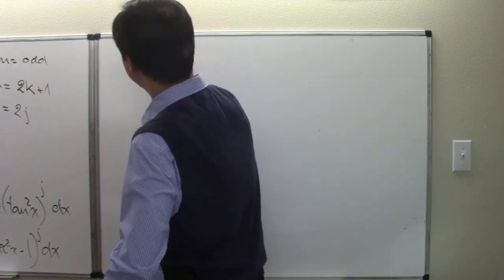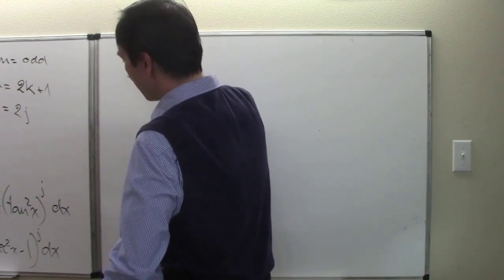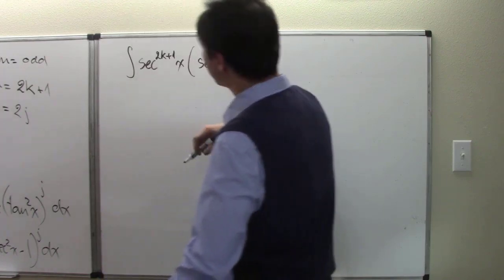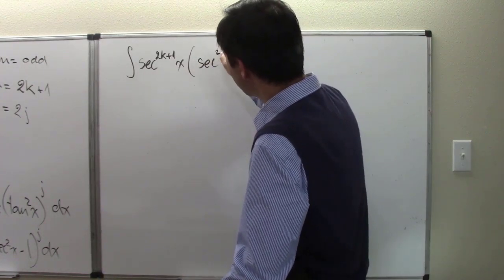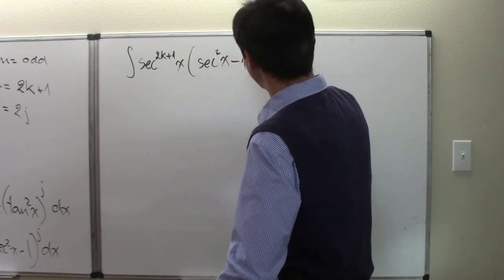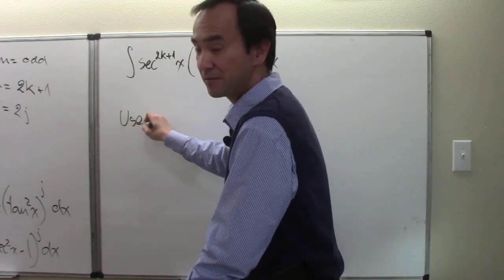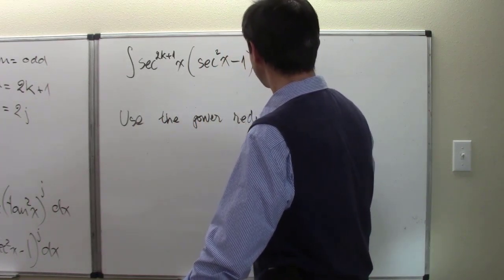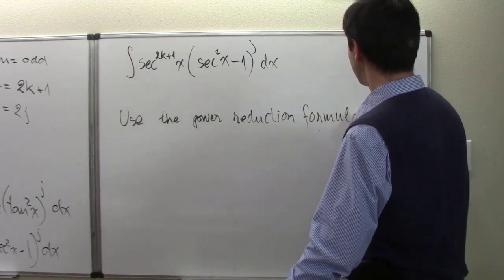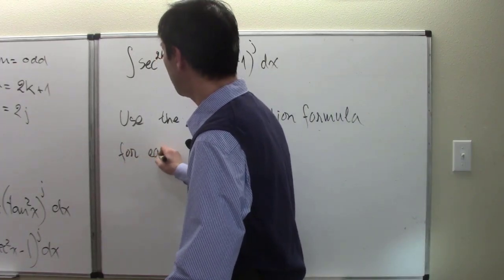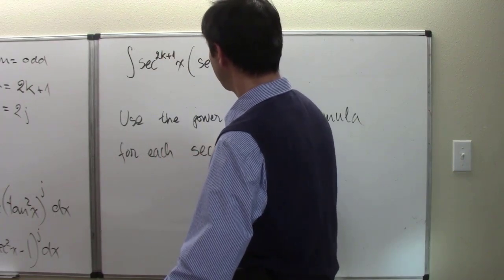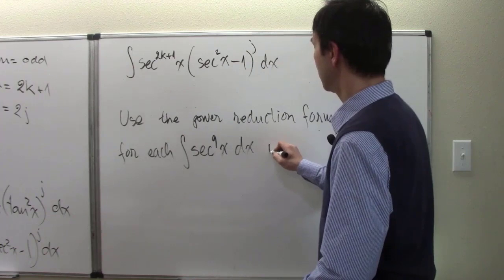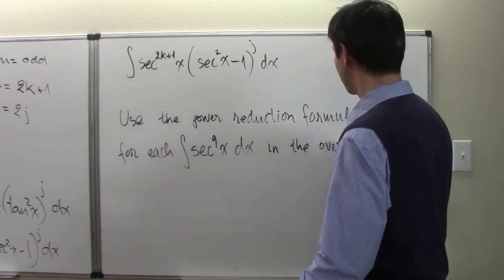The only general instruction here, when you have secant to the power 2k plus 1 times, in parentheses, secant squared minus 1 to the j, is that we can use the power reduction formula for each secant to some power q of x dx in the overall integral.